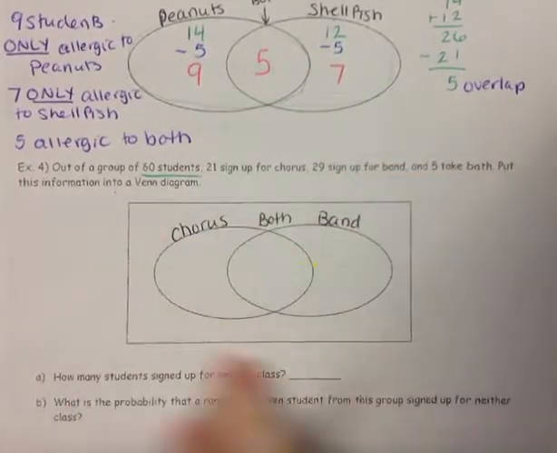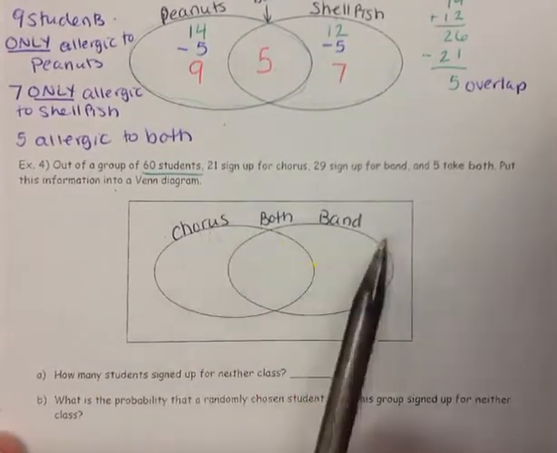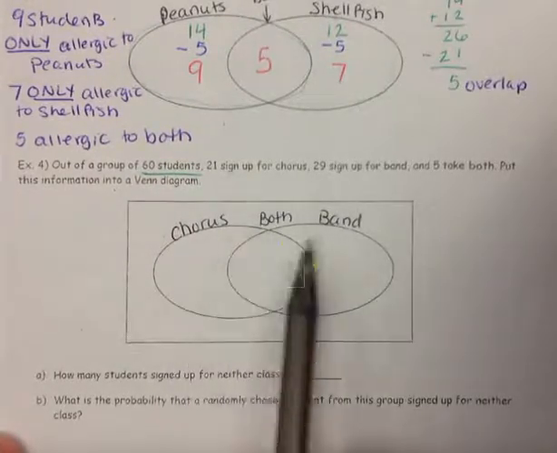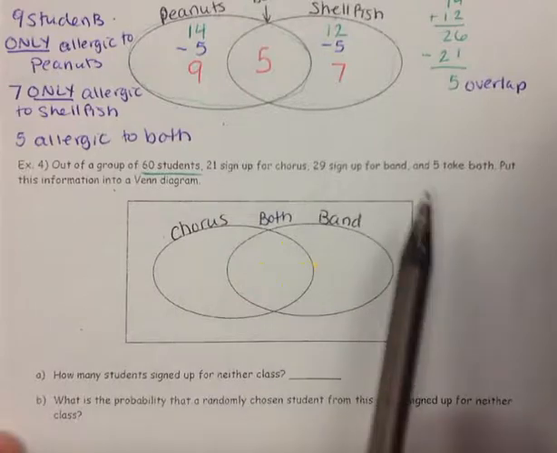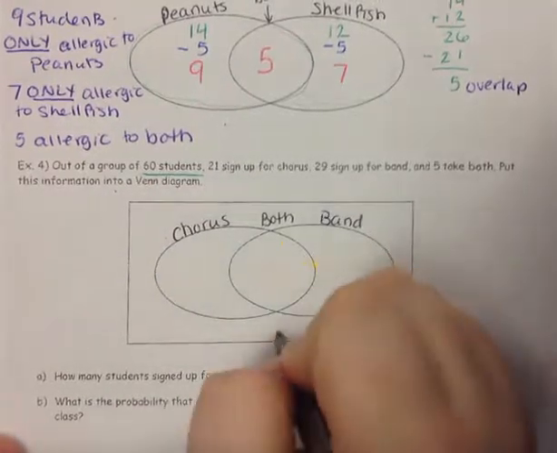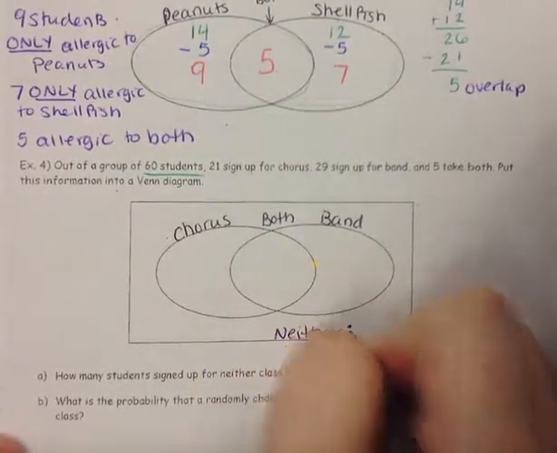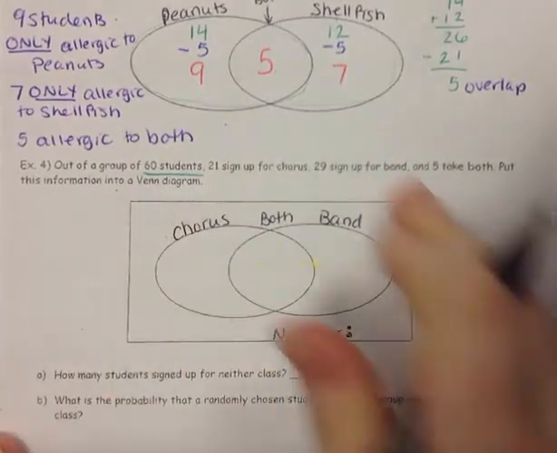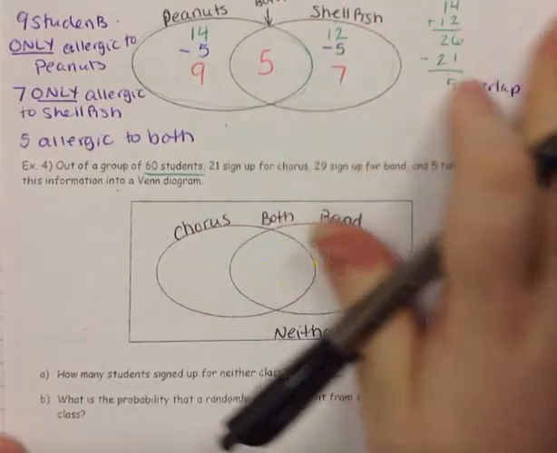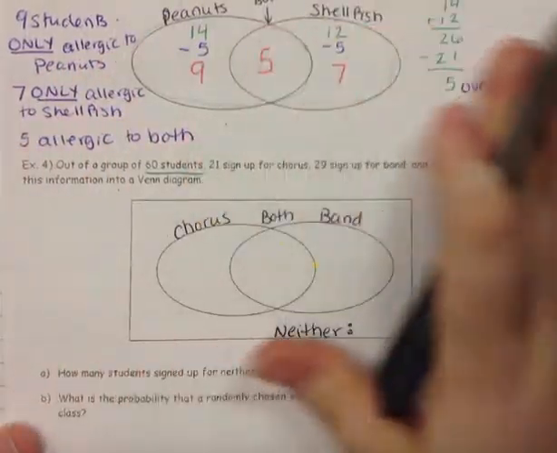So what represents the box? Well, we have 60 students. Some are taking chorus, some are taking band, some are taking both. But do those students have to take chorus and band? This box represents the people who aren't taking either of them. So this would be our neither section. The outside of it represents the students who are taking neither of them, because the entire thing is our universal set. We need to make sure that the entire thing adds up to 60.